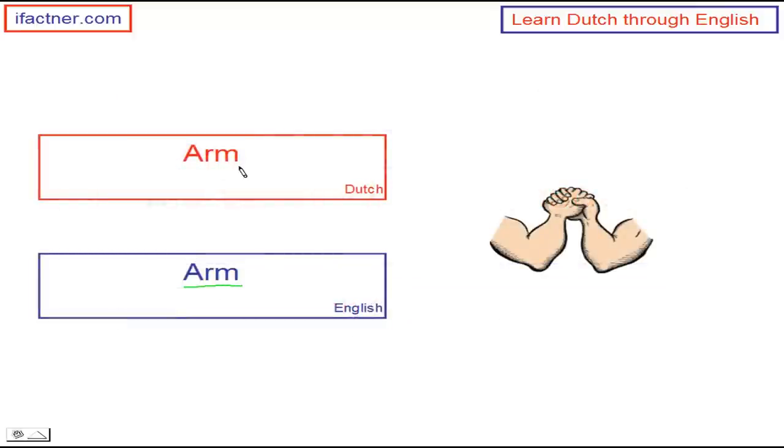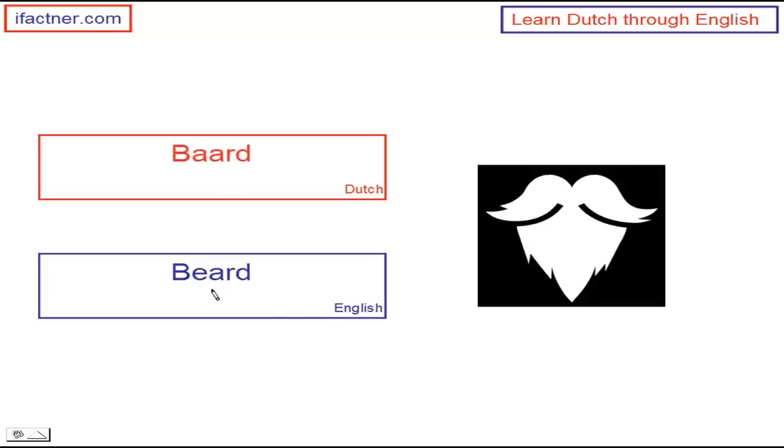Arm, arm. A, R, M, arm. The R is pronounced with a trill. Beard, baard. B, A, A, R, D, baard.